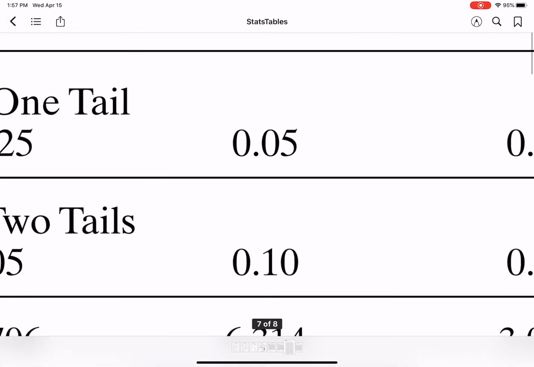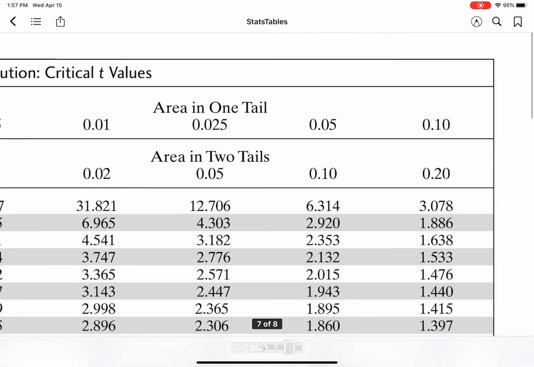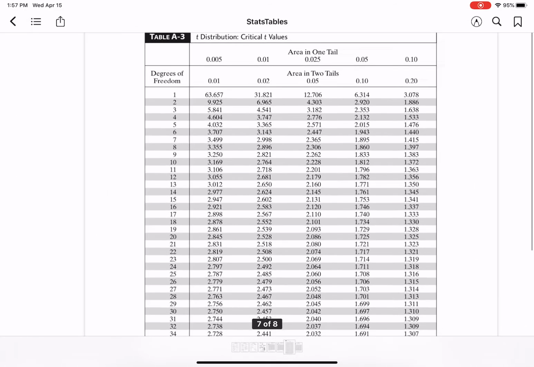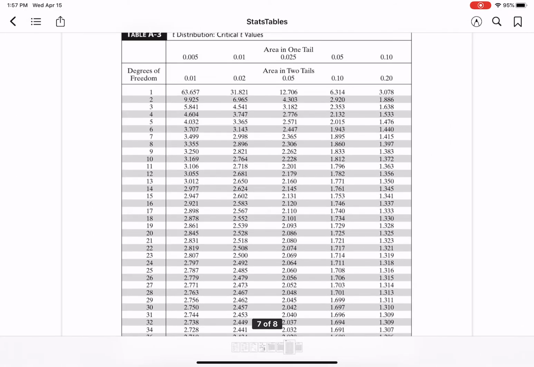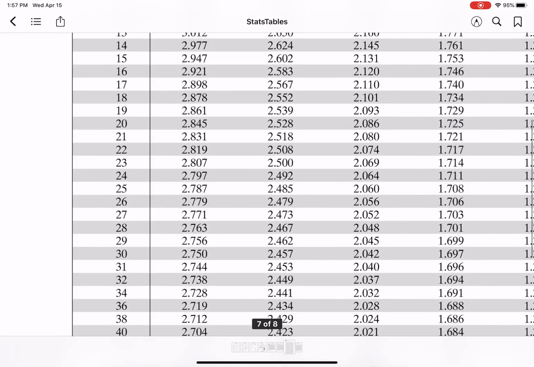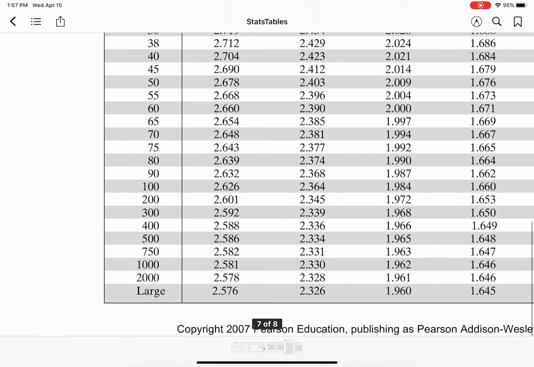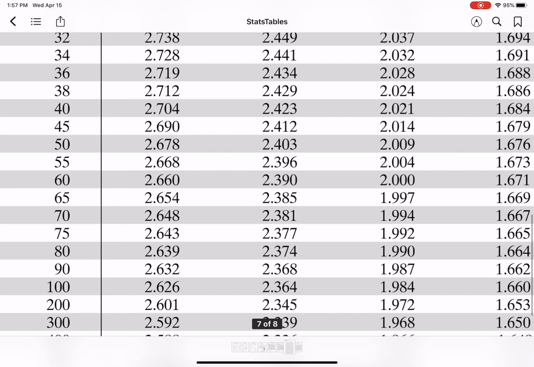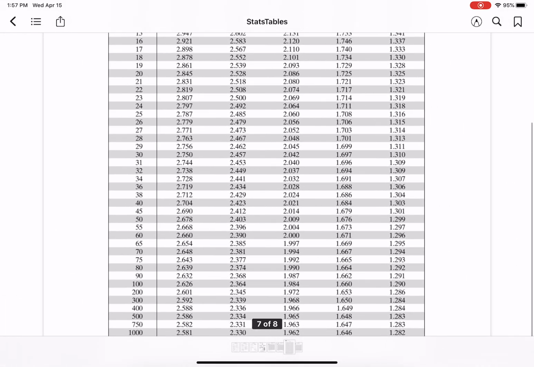All right, area in one tail is 0.05. And degrees of freedom, what did we say degrees of freedom were? Try to remember, they were 65. So we got the area in one tail is 0.05. Degrees of freedom, 65. Where's that? Right there. So you put those two things together.